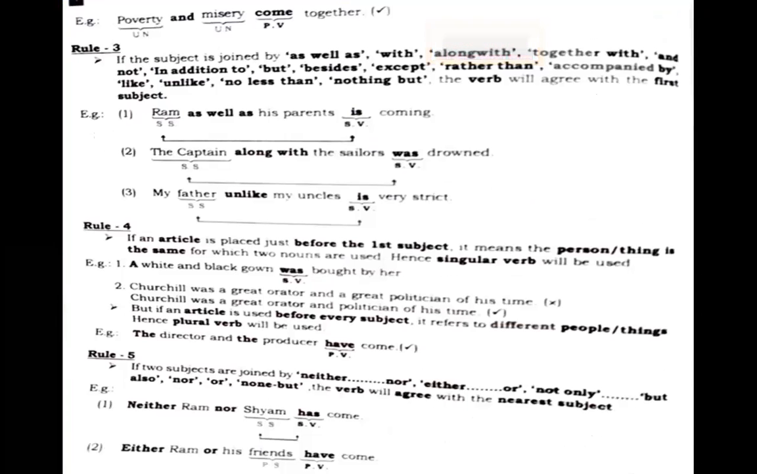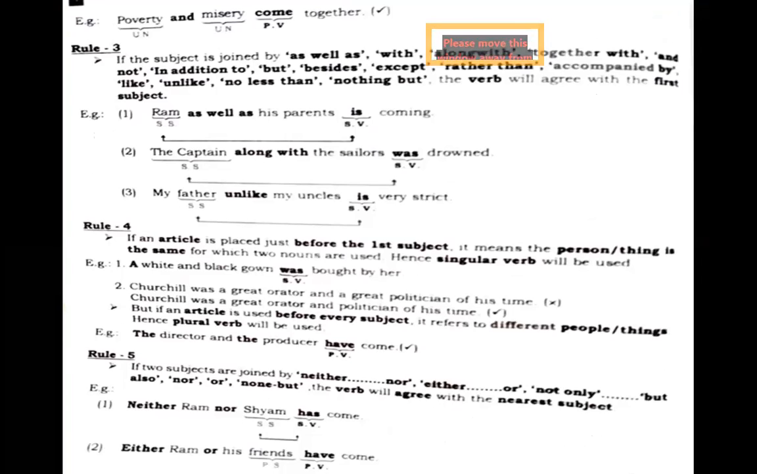Poverty and misery come together. Now you see this poverty is an uncountable noun, as well as misery. Misery is also an uncountable noun. So what takes place there? Both are uncountable nouns giving different meaning, different sense. So we'll use the plural verb.